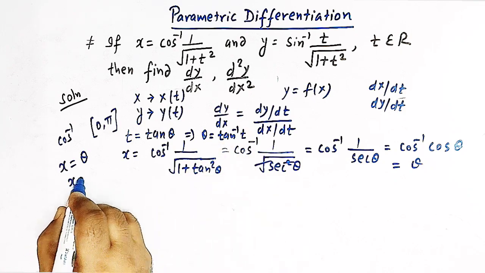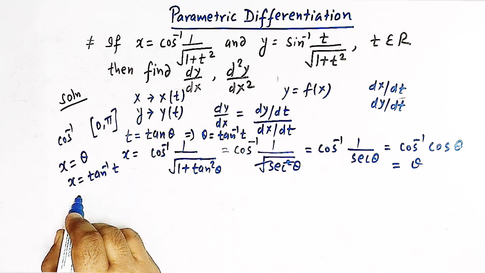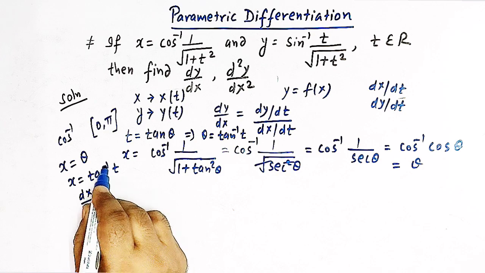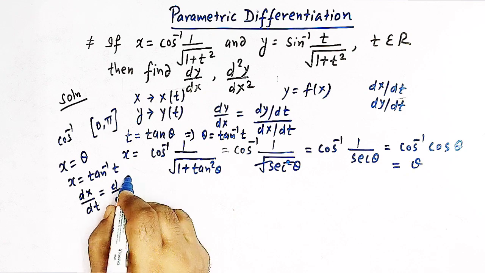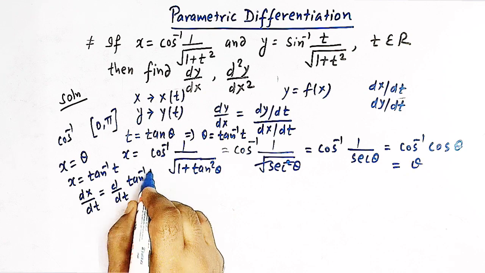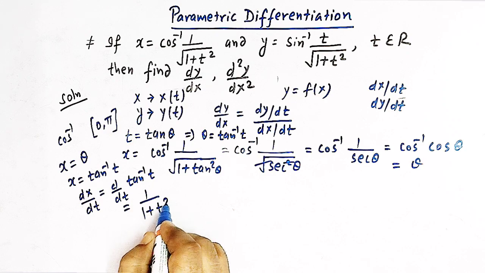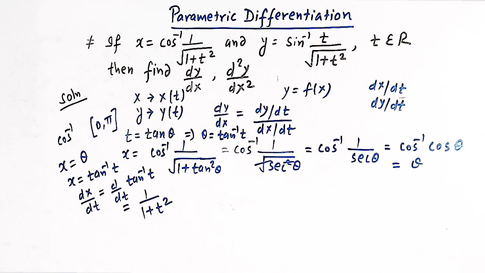So now we have x is equal to tan inverse t. Now we can find dx over dt by differentiating tan inverse t with respect to t. The derivative of tan inverse t is 1 over 1 plus t square, which is a standard result. So dx over dt is equal to 1 over 1 plus t square.